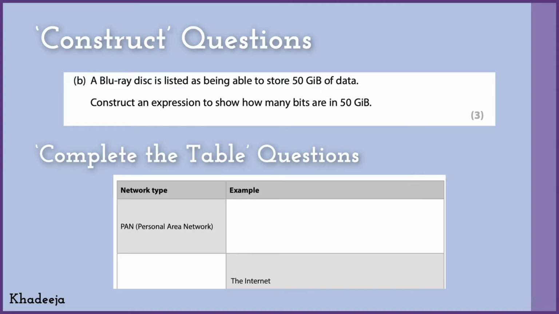Moving on, complete the table questions. Right below you can see I've given an example of a complete the table question. You're given the network type, which is PAN, and then you have to give an example of that network type. Just below that, you can see they've given the example, which is the internet, and then you have to state the network type. That would be WAN, or wide area network. Okay, so these are some more types of questions.